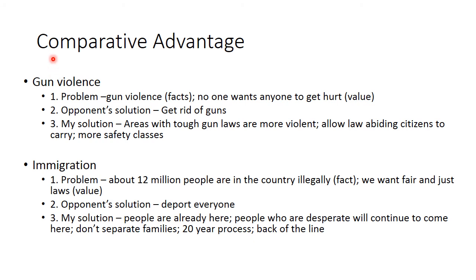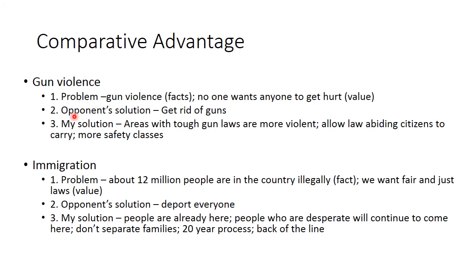So, two quick examples of what comparative advantage could look like. I've chosen political topics. For gun violence I'm going to use a more Republican position, and for immigration I'm going to use a more Democrat position to keep it nice and balanced. If we look at the issue of gun violence, your first main point could be, here's the problem. You lay out facts and stats about gun violence, and you also talk about values, so no one wants anyone else to get hurt. During the problem section, you should be talking about things that everyone agrees on. Right, so this is how many people have died every year because of guns, and nobody wants anyone else to get hurt because of guns.